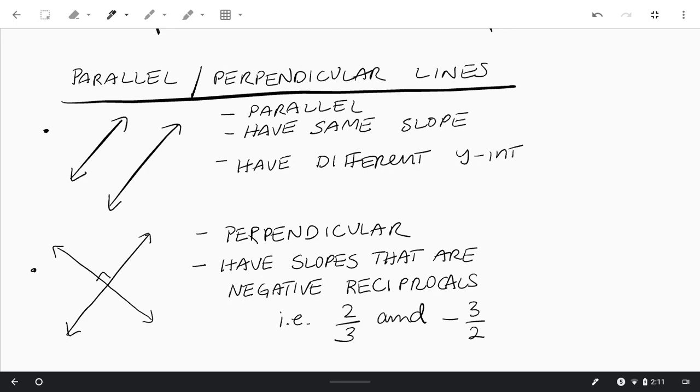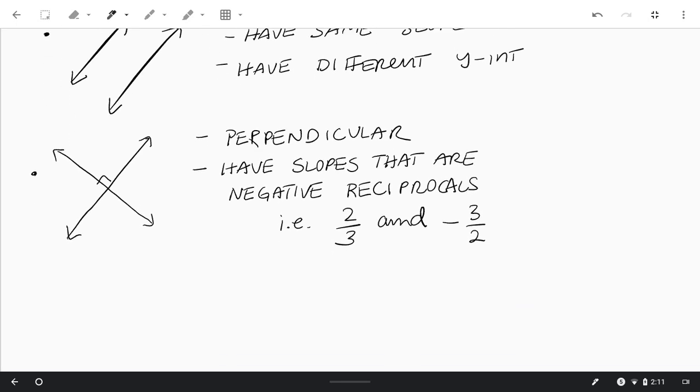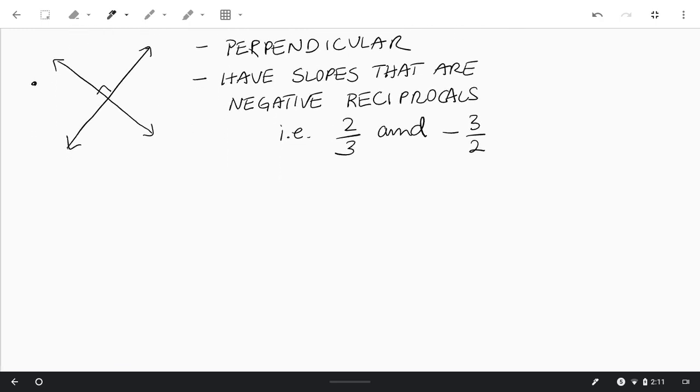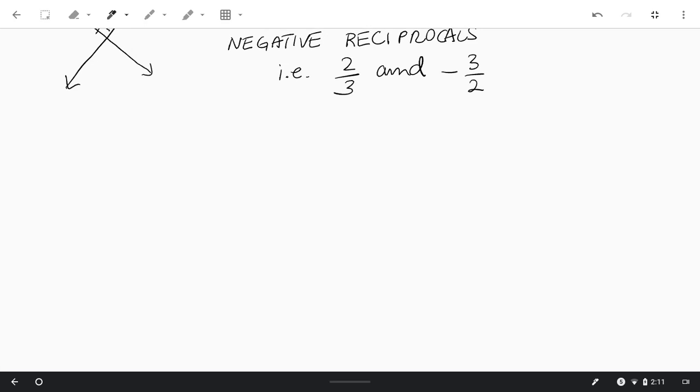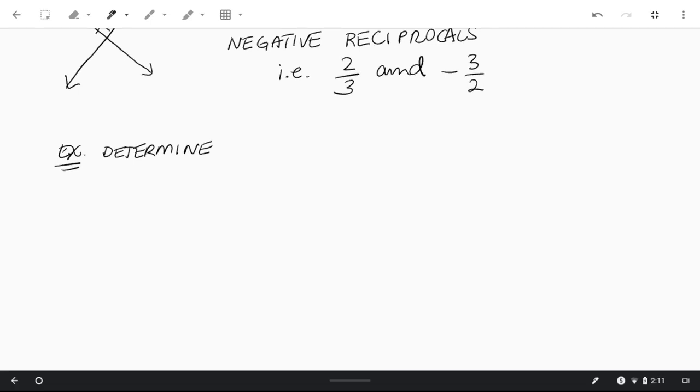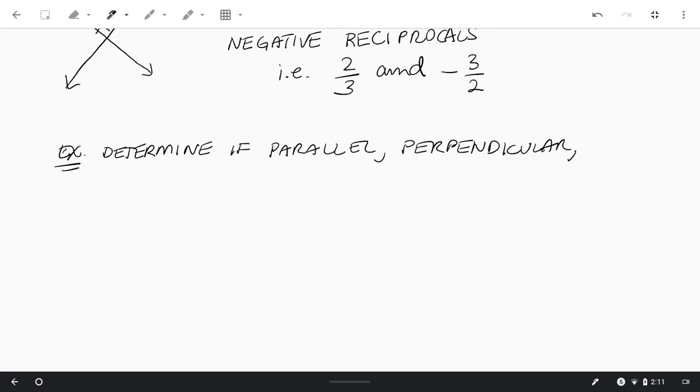All right, so let's take a look and see if we can determine whether these pairs of lines are parallel, perpendicular, or neither. Okay.